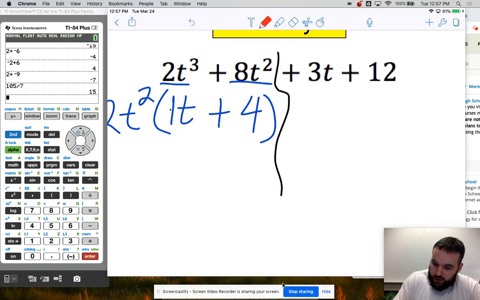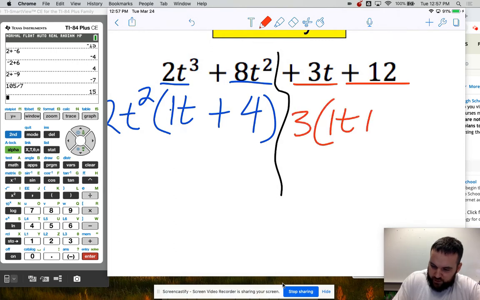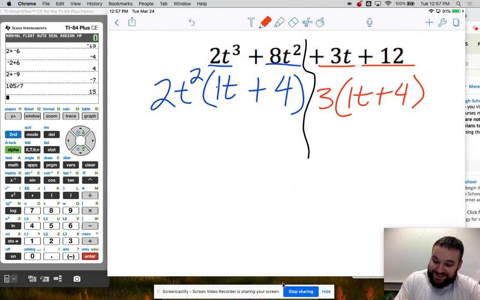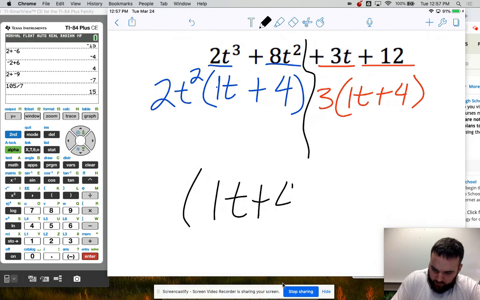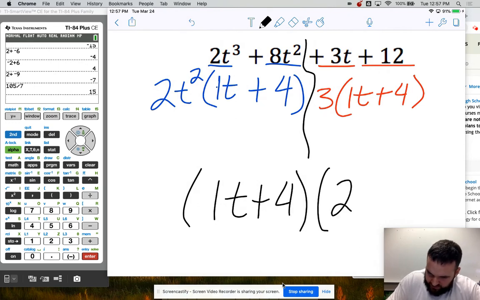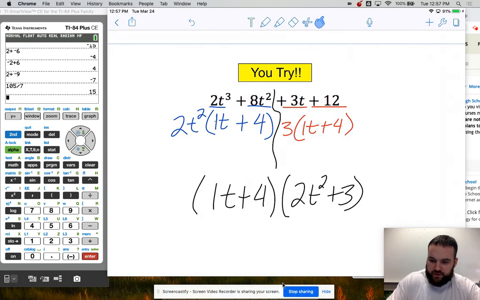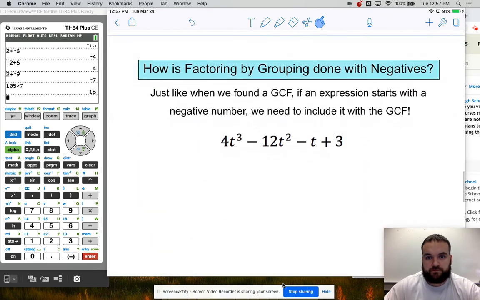Again, now I should be expecting to see 1t plus 4 in the second half of this problem. Okay, 3t and 12 both have a 3 in common, and if I take out or divide by 3, sure enough, I get 1t plus 4, which is fantastic, because then the factored version is going to be 1t plus 4 times 2t squared plus 3. And that's our factored version, or factored expression.